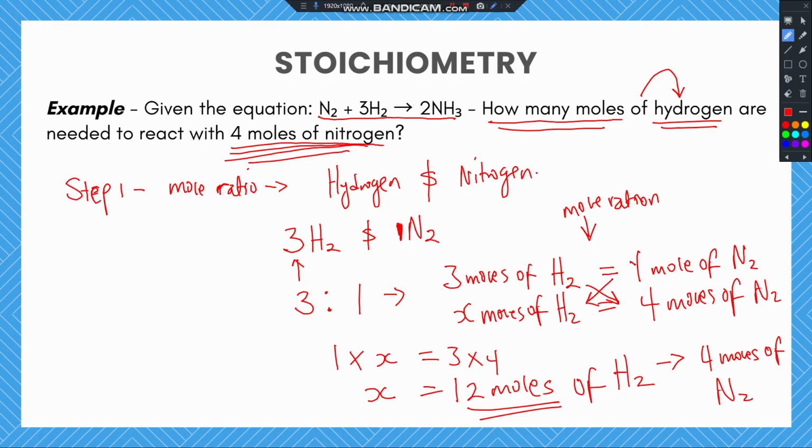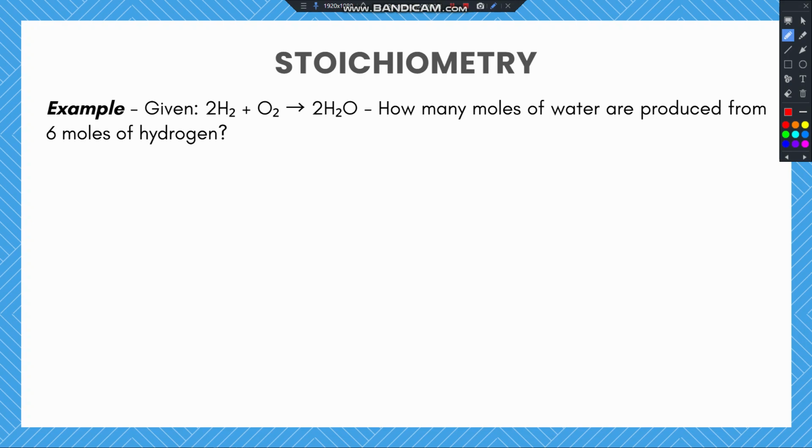So can you see how those steps were carried out? First of all, we got the mole ratio. Step number two, we applied the mole ratio. And then step number three, we found out our answer. Let's get to see another example so we can further broaden our understanding about this concept.